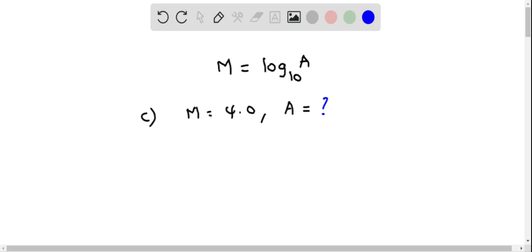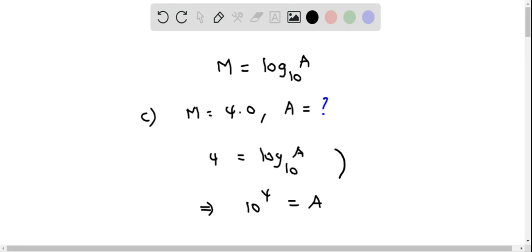Let's answer part C. Here we determine A when M equals 4. So let's substitute into the equation for M. So this means M equals 4. So I'm replacing M by 4. And this equals log A to the base 10. And this can be written in exponent form as 10 raised to the power of 4, and this equals A. This is according to the property of logarithms. That is, we can convert the log form to the exponent form like this.